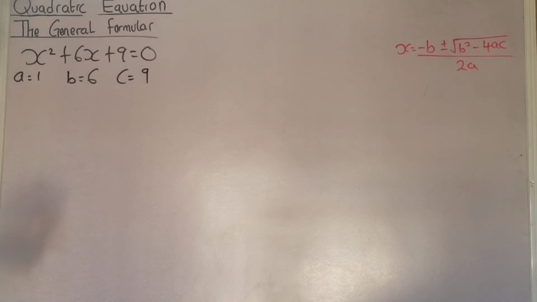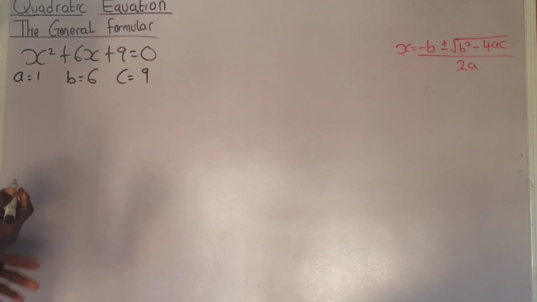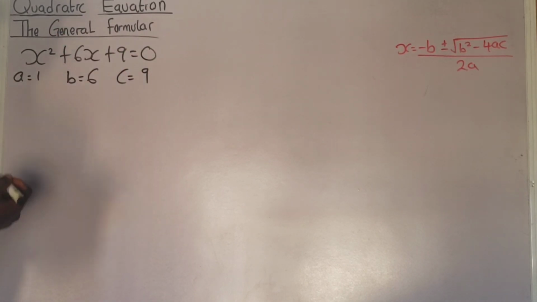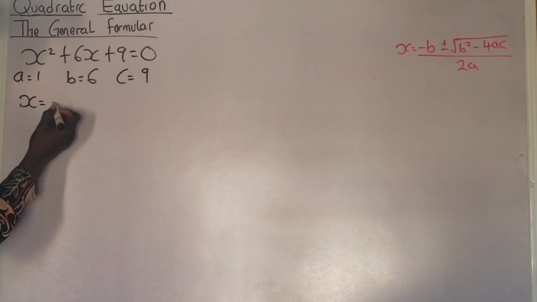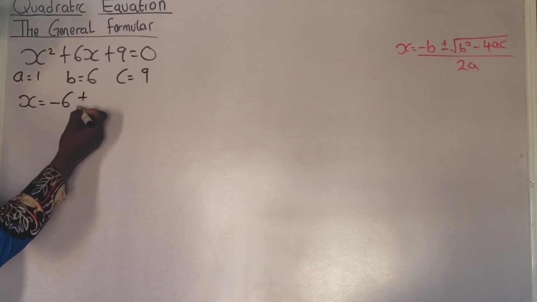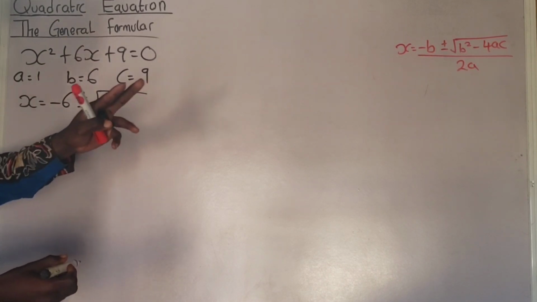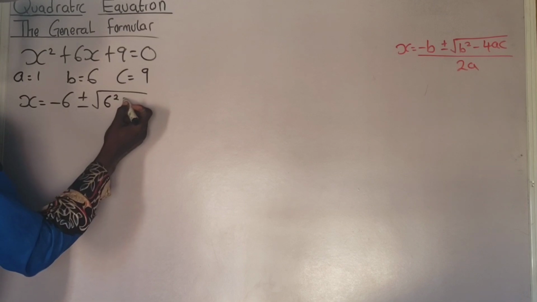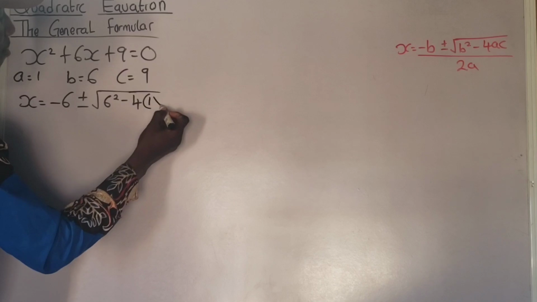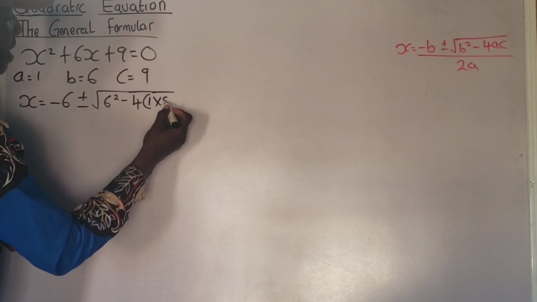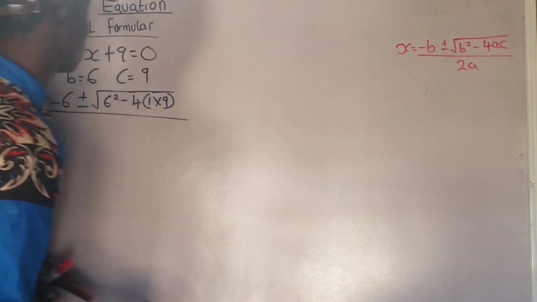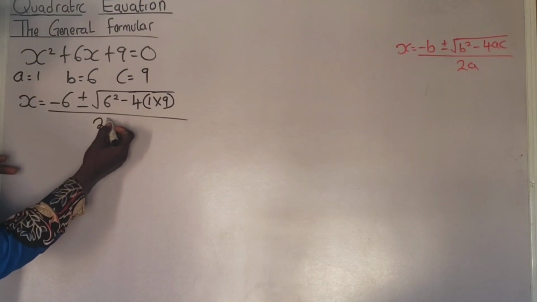So now, having identified the parameters, the next step is to substitute all these parameters into the formula. Then you are going to get the value of x. So let us proceed. I'm going to have x equals minus b. b is 6, so minus 6 plus or minus square root of b squared. b is also 6, so 6 squared minus 4ac. a is 1, so 1 multiplied by c. c is 9, so multiplied by 9. All over 2a. 2a is 2 multiplied by a, that is 2 multiplied by 1.